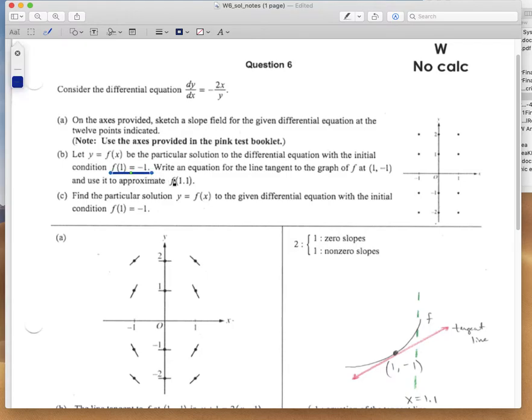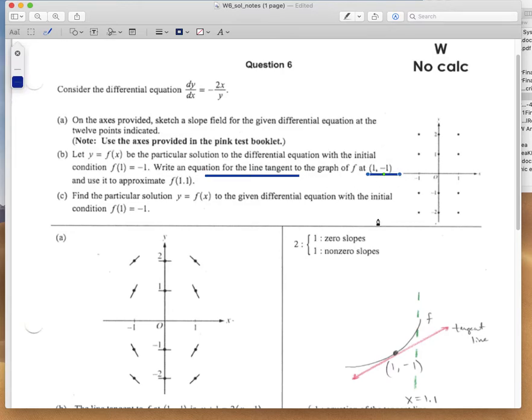Okay, so now they're naming a particular solution, and they give us an initial condition. F of 1 equals -1. So that's this point, F of 1, right there. That's the point that they give us. So write the equation of the line tangent to F at 1, -1. Well, what do you need to write the equation of a tangent line? Or what do you need to write the equation of any line? You need a point and a slope.